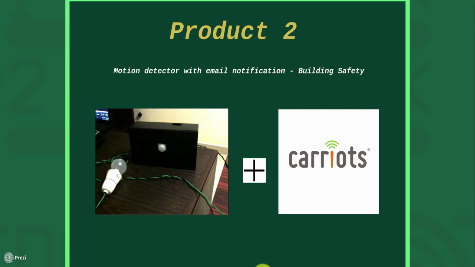Product number 2 is a little bit more challenging. It's a little bit more exciting. This is a motion detector with email notification. It becomes a part of the building safety use case. The functionality is very simple. You have a motion detector in the form of this black box, and anytime there's a movement around a specific window, you're going to be turning on the light, and also you're going to be sending an email notification. We're going to be working with Choreo for this use case, and we will see everything from setting up Choreo and how to run the code and how to trigger an email.